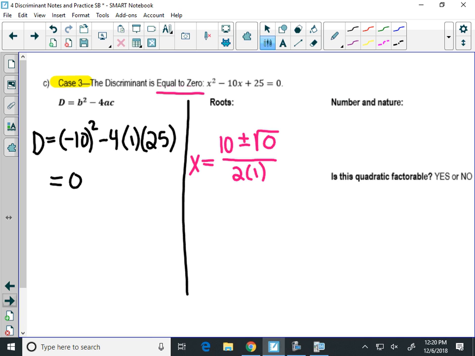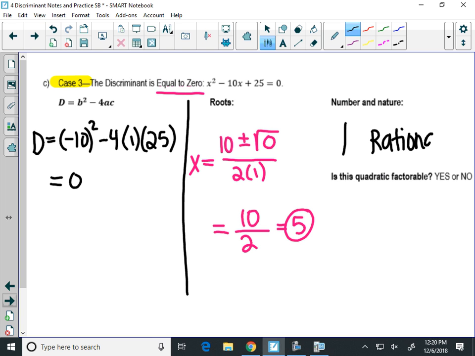Well, what's the square root of 0? 0. So what you really have here is 10. Do I have to do plus or minus 0? No. So I have 10 over 2. And what's 10 over 2? 5. Well, how many answers do I get? I get 1 root, and is it rational, irrational, or imaginary? Rational. So this time you're only going to have 1 rational x-intercept, or 1 rational root.